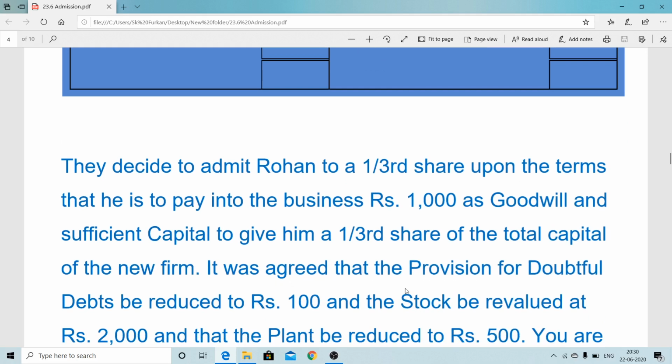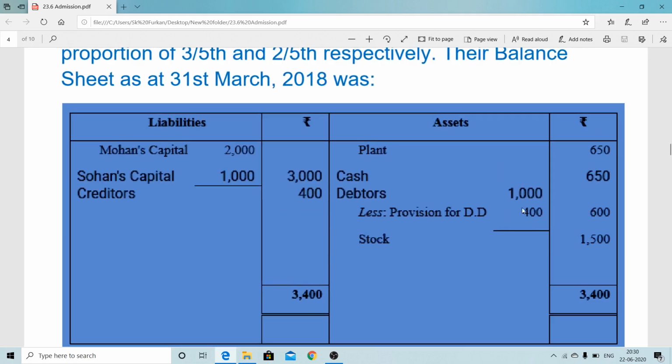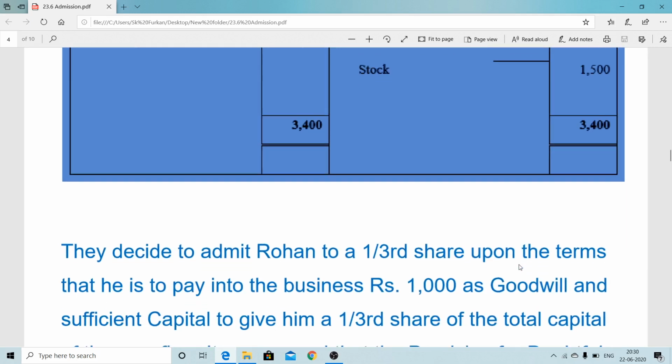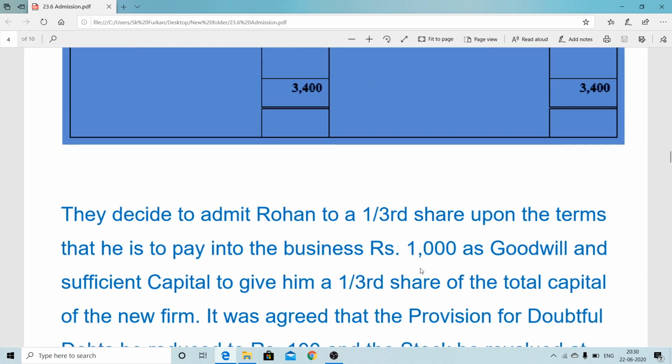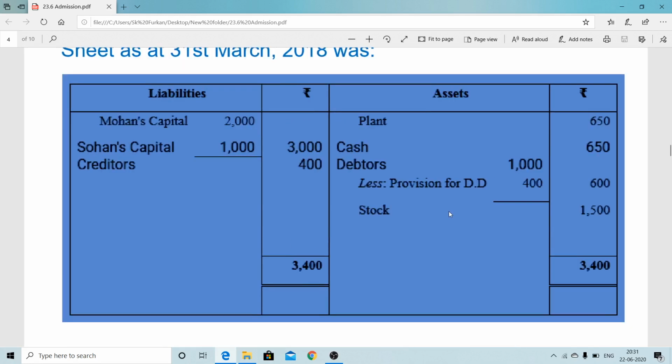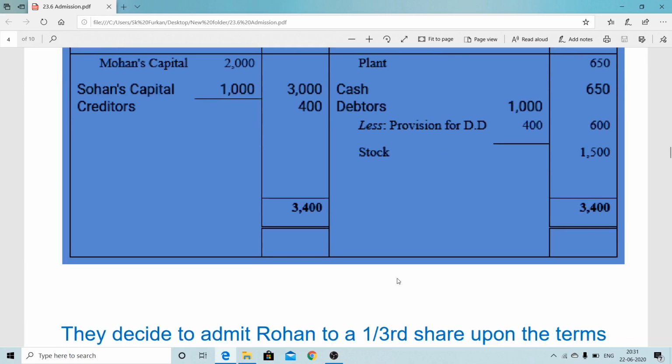Other terms and conditions: at the time of admission, these changes take place. Provision for doubtful debts to be reduced to rupees 100. Earlier provision was 400, this much is not required. It is coming down to 100 only. So the old provision is greater than the new provision. Necessary treatment you have to do. Stock be revalued at rupees 2000. Earlier stock value was 1500. Now it is revalued at rupees 2000.